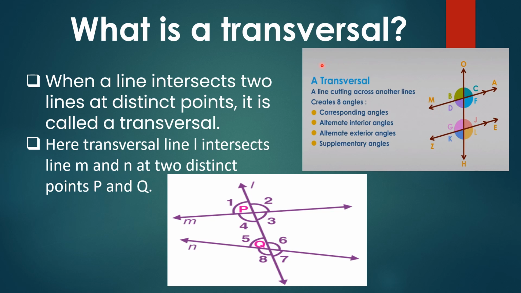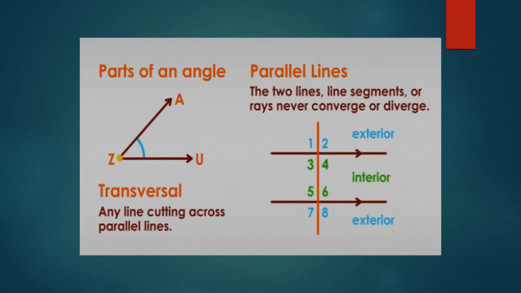So in other words, a transversal is a line that's cutting across other lines, and it basically creates 8 different types of angles. Now we will discuss more about these 8 different types of angles. They are corresponding angles, alternate interior angles, alternate exterior angles, and supplementary angles, as you can see in this image. So let's talk about these types of angles one by one, and let's talk about the angles formed by the transversal and the two parallel lines.